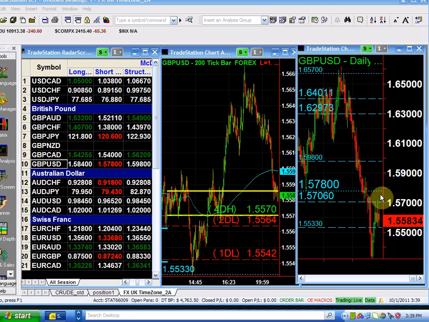But if you look right there, those two days, we tried twice to break above the 157.60 and we failed, and we came back from 157 all the way down to the 155. If you look at the intraday chart, that is our 155.